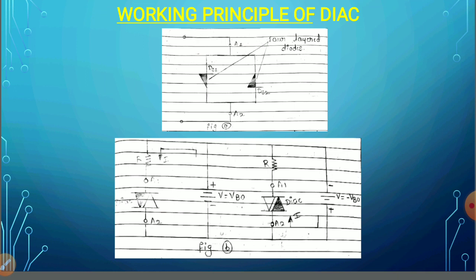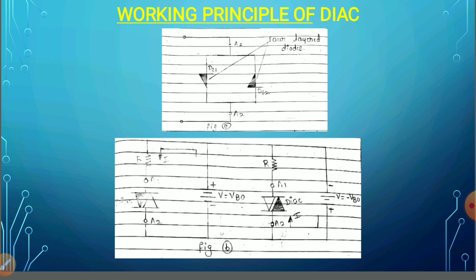Then coming to the right-hand side, I make anode 1 negative with respect to anode 2, that is, I apply the reverse or negative voltage to the DIAC. When I apply the reverse voltage, again initially a very small amount of current flows, that is the leakage current, which is because of minority charge carriers. And as I go on increasing the negative reverse voltage, same as in the first condition, after reaching the negative breakover voltage, current starts flowing through the DIAC and the DIAC starts conducting.